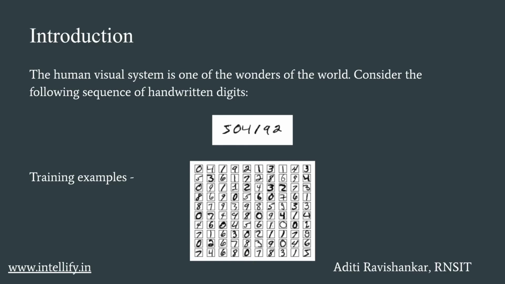Neural networks approach the problem in a different way. The idea is to take a large number of handwritten digits known as training examples and then develop a system which can learn from these training examples. In other words, the neural network uses the examples to automatically infer rules for recognizing handwritten digits.